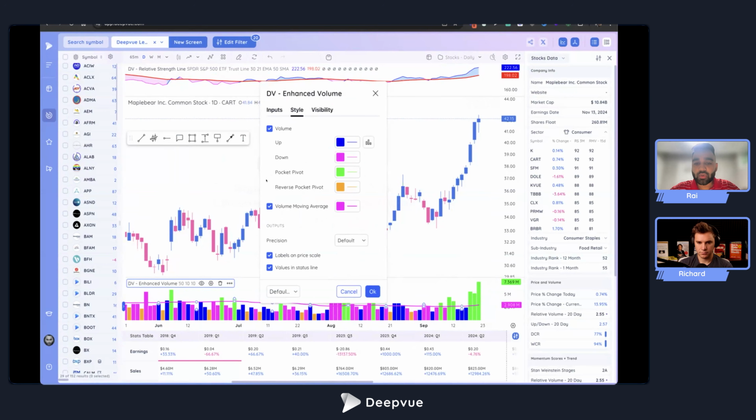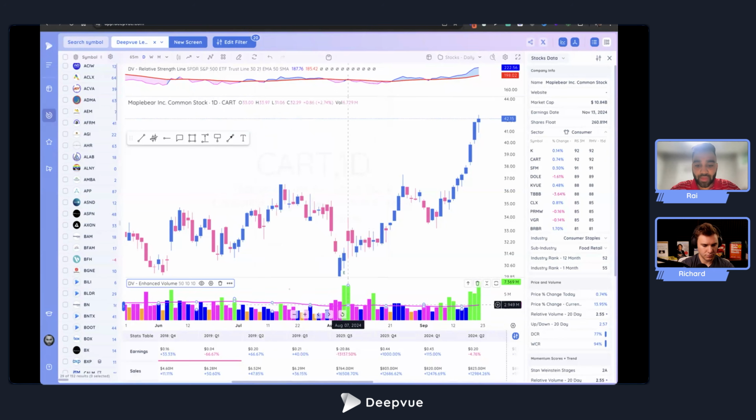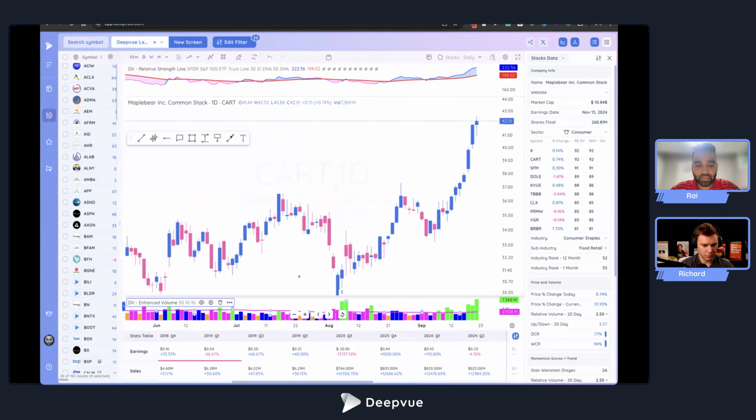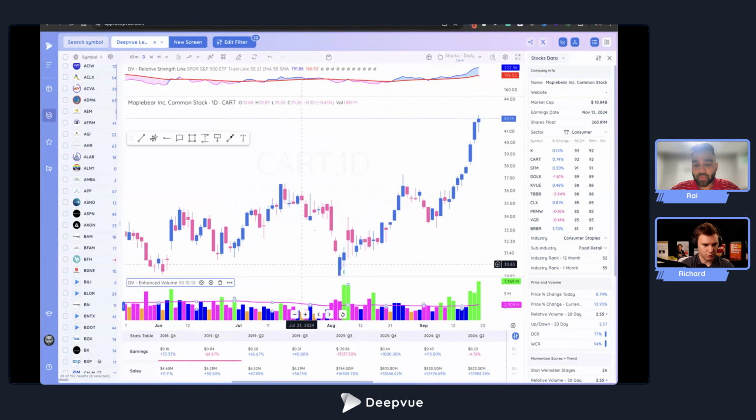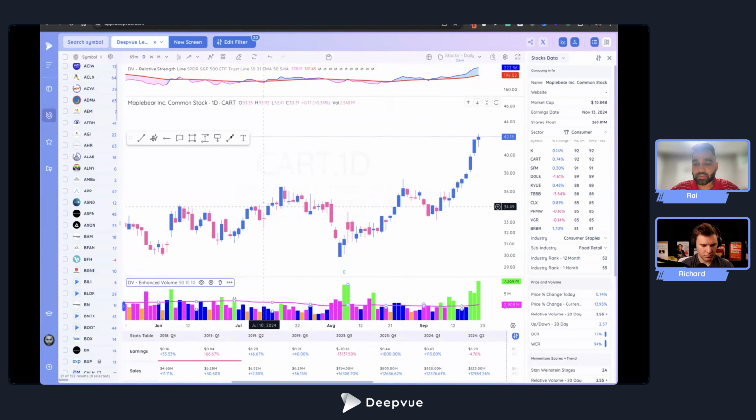If you don't know what pocket pivot or reverse pocket pivots are, I would go to YouTube and type in pocket pivot trader line. We have videos on it on the trader line side, or also on the Deepvue side in the knowledge base. So that's how I set it up. It shows up as a separate panel at the bottom of the price action, so it doesn't squish anything or overlay my price here as well.